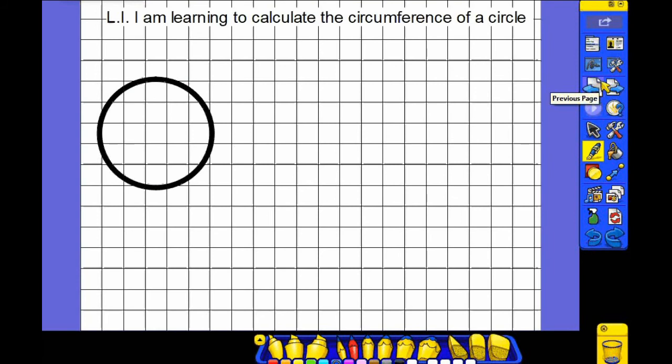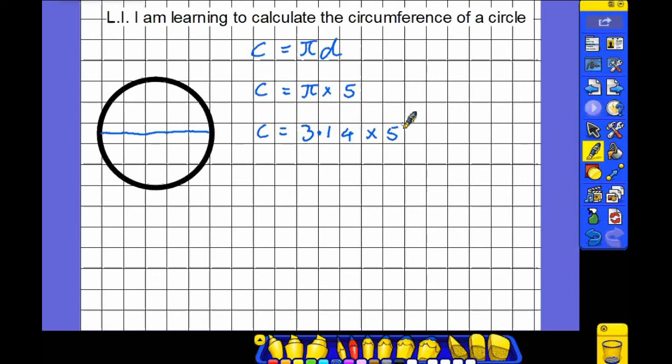So, we've got a circle here, and we know that we're trying to work out its circumference, and that the circumference equals pi d. Well, we don't know its circumference, but we can see its diameter. It is 1, 2, 3, 4, 5. So the circumference is going to be pi times 5. Well, we know that pi is 3.14. I'm going to multiply that by 5.